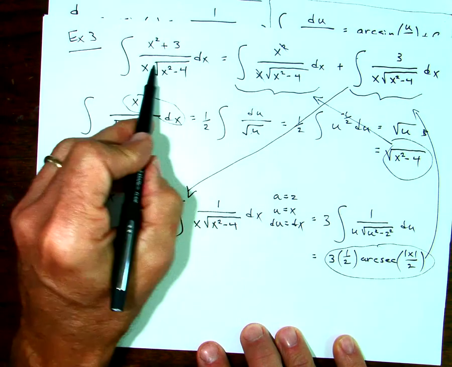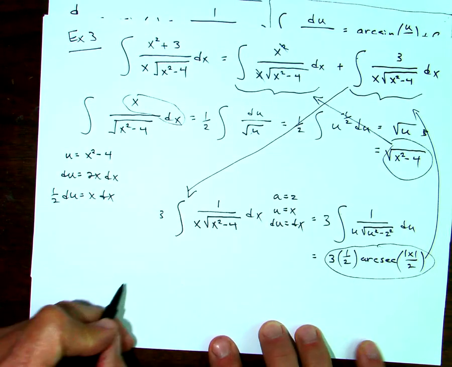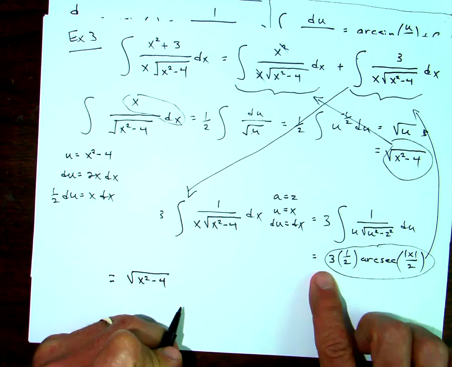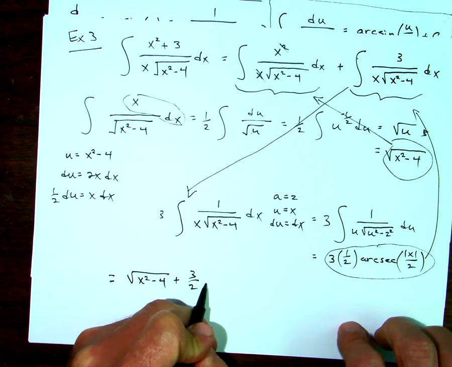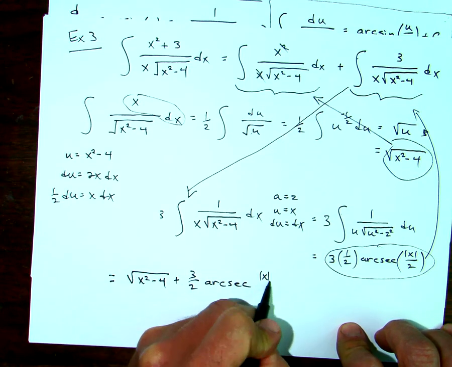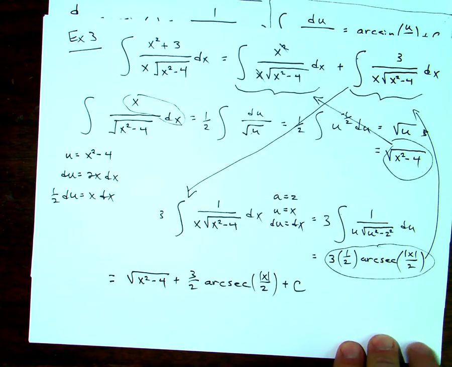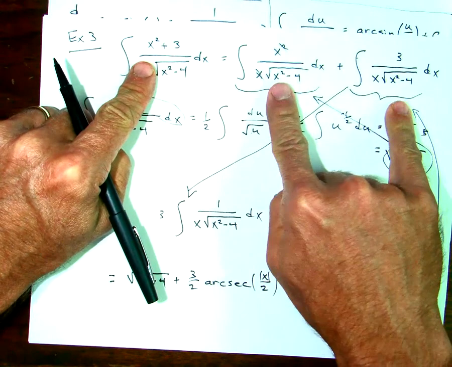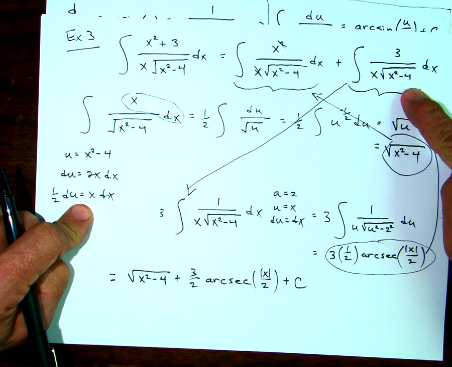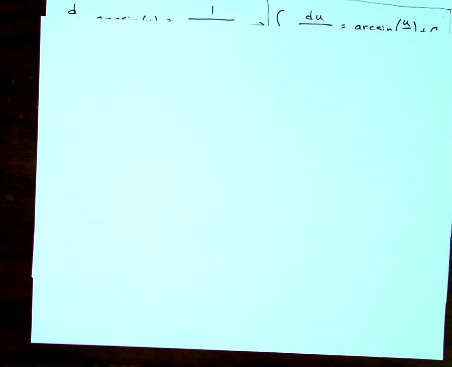Because we took this and broke it into 2 pieces. This one gave me the square root of x squared minus 4, and this one gave me this. So then finally, the answer will be the square root of x squared minus 4 plus 3 times 1/2, which is 3/2, arcsecant of the absolute value of x over 2 plus c. So the trick here was just to break this into 2 integrals. This one we were able to do with substitution, and this one was an inverse trig integral using the arcsecant.